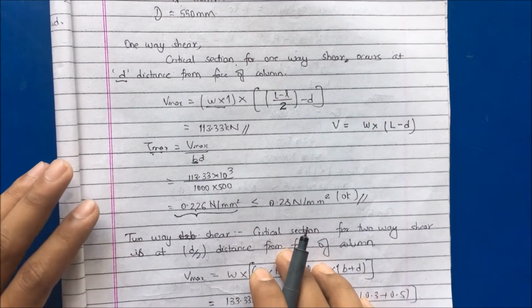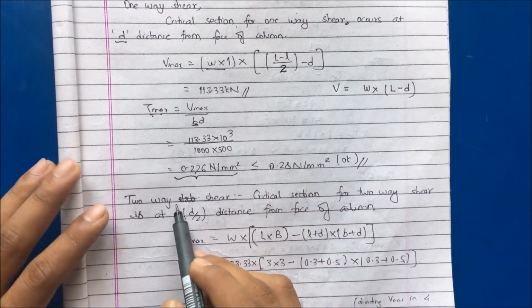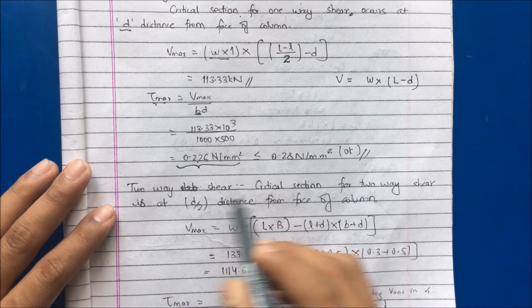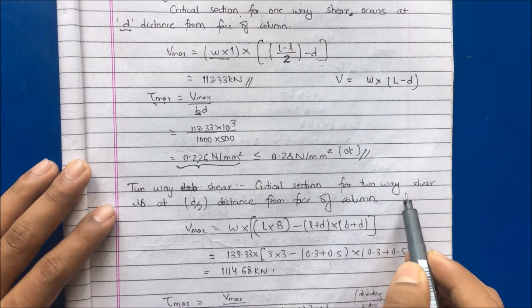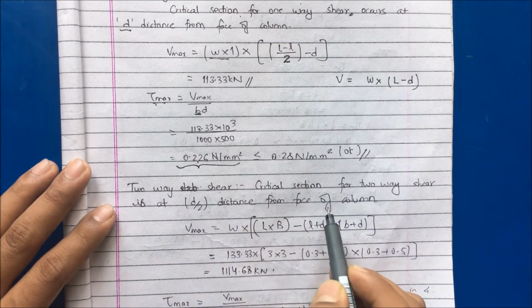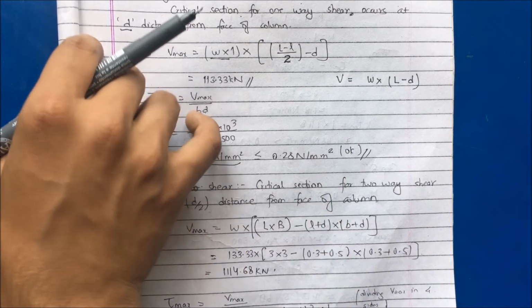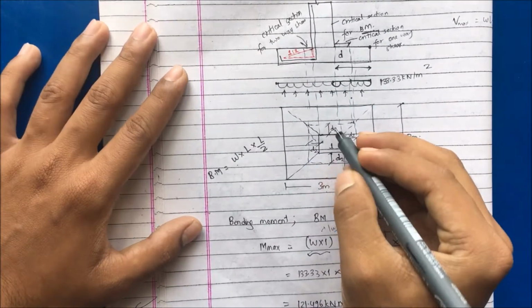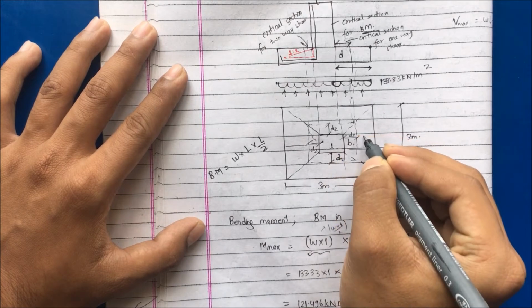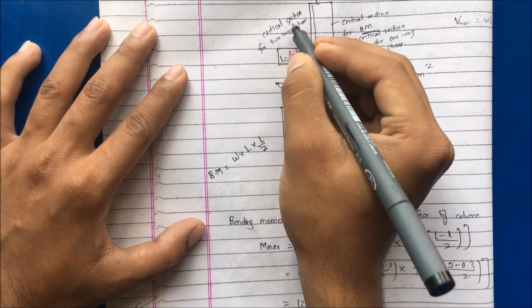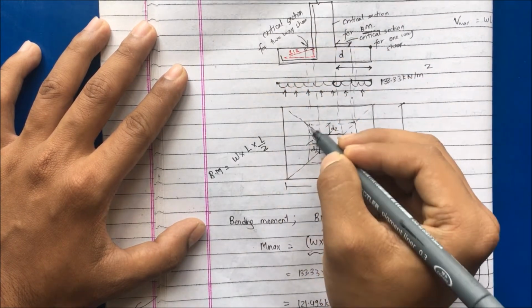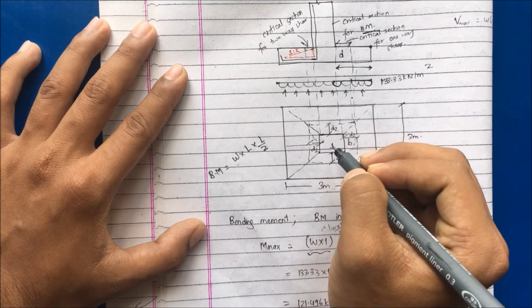Now similarly, let us go to the other one, that is to calculate the two-way shear. The critical section for two-way shear is at a distance d by 2 from the face of the column on all four sides. You can see here d by 2, so this is d by 2. The critical section for two-way shear is at a distance d by 2 from all four sides.